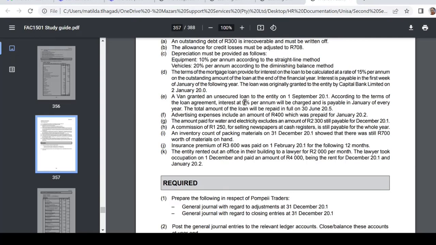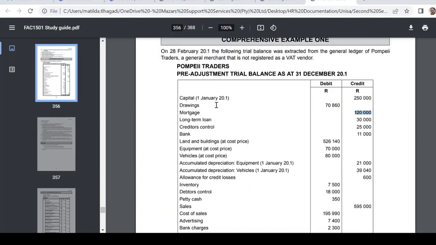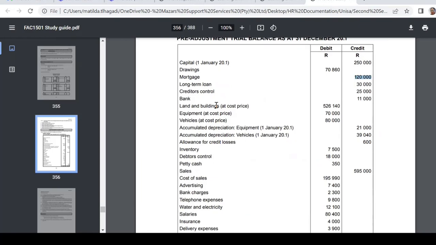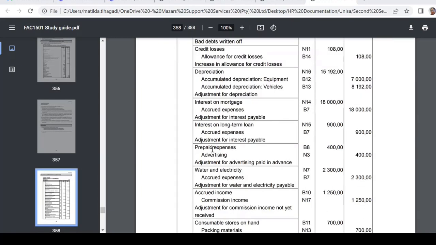Okay, so let's just see the loan. How much is the rate? 9% of the loan. What is the loan? Isn't it 30,000? Long-term loan, okay. Is it 9%? Yes. That is 2,700. The answer is not that, it's 900.